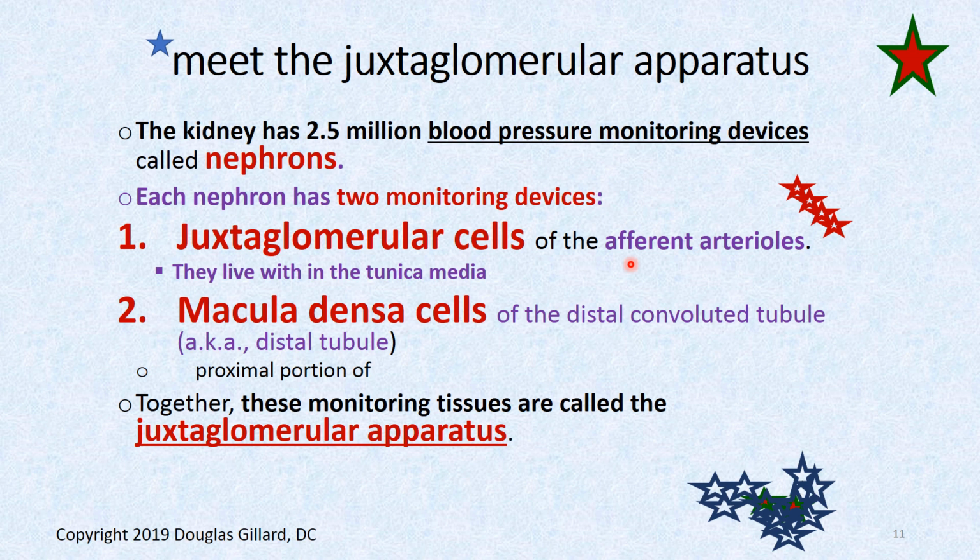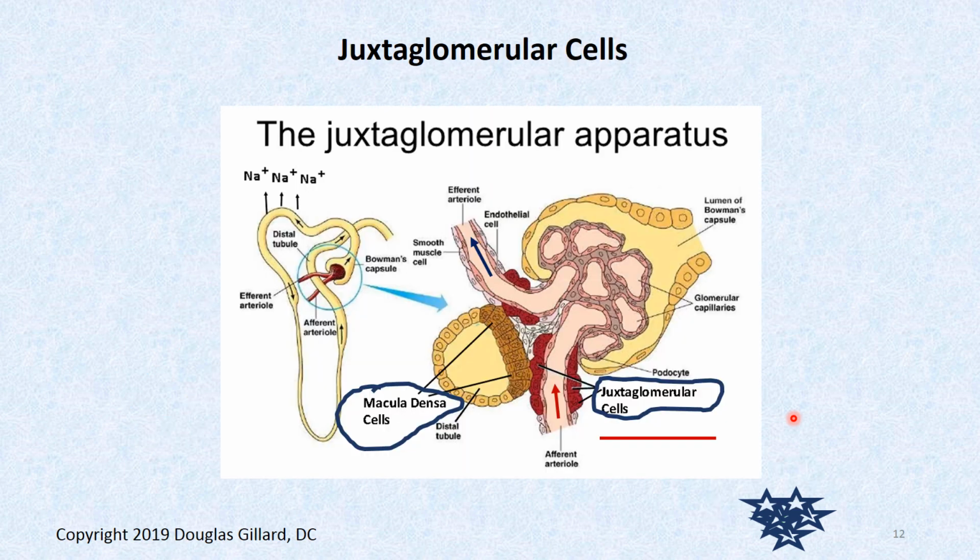The other part of the juxtaglomerular apparatus is the macula densa cells. These guys sense what? What are they tasting the filtrate for? Who knows that one? Good, somebody got it. Sodium content. They don't care about pressure, they care about the sodium concentration of the filtrate. Together, these guys make up the juxtaglomerular apparatus. Getting pretty excited here, lots of stars popping up.